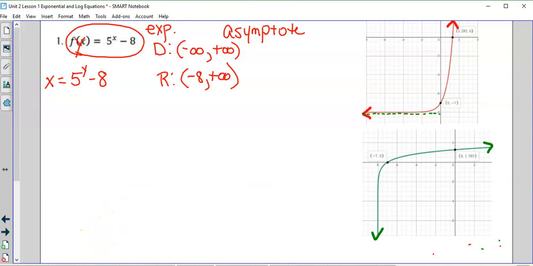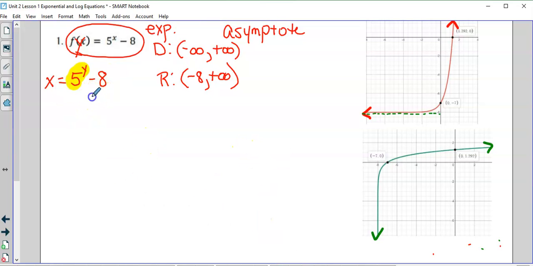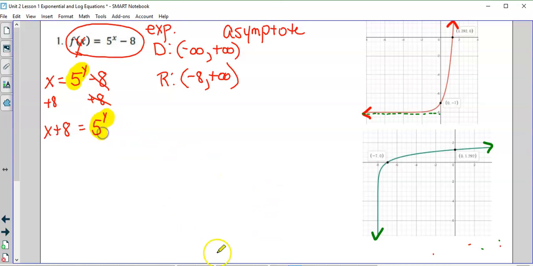What I'm trying to do, I'm going to use my highlighter again. What I need to do is I need to isolate this part right here. So the part that has the variable, I'm solving for y, I need to isolate that part. Okay, so to isolate that, I'm going to add 8 to both sides. So when I add 8 to this left side, x plus 8, there's no other way I can write that but just x plus 8. So I'm going to write x plus 8 on the left equals, and then negative 8 and positive 8 is 0, so I have 5 to the y power. Well, that's what I said I needed to isolate. So I've got this all by itself.